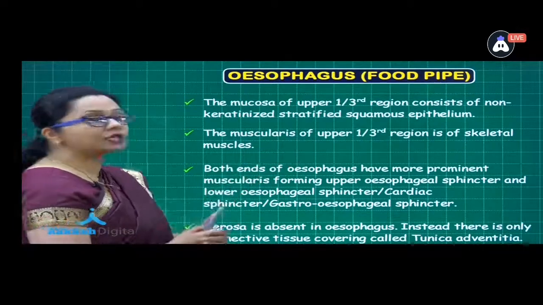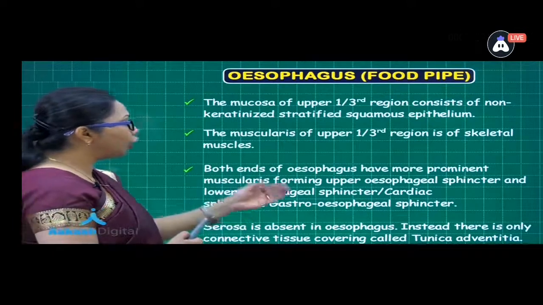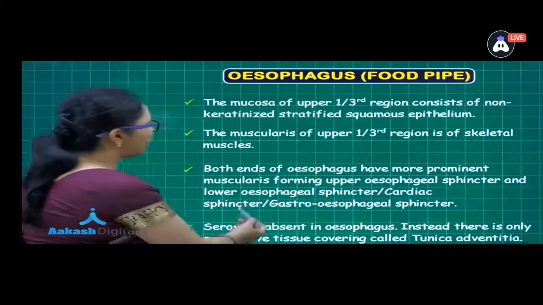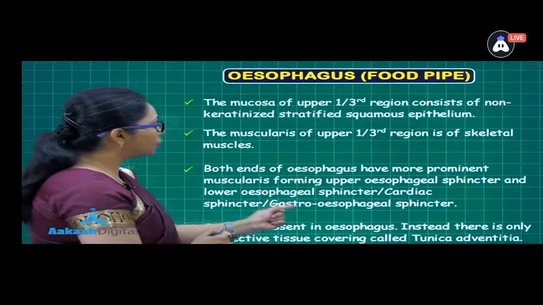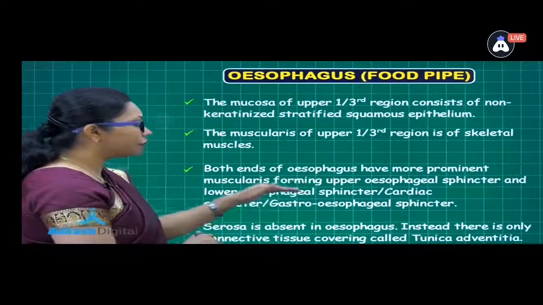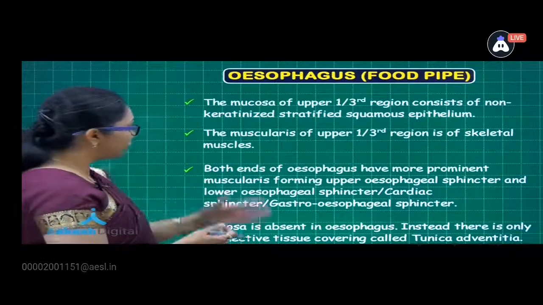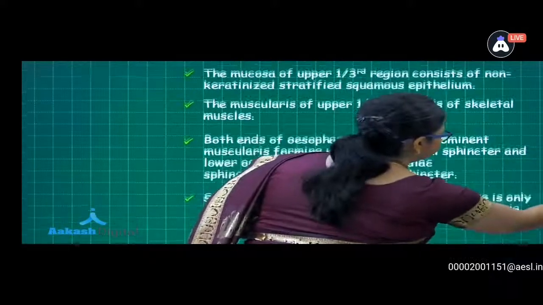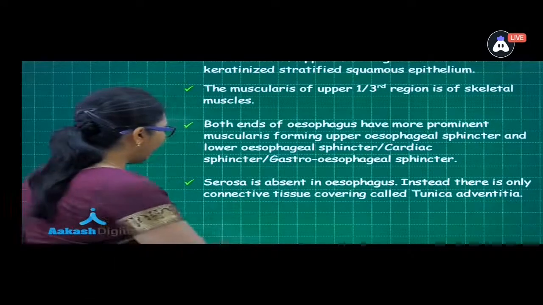So both ends of the esophagus have sphincters. The upper one can simply be called the upper esophageal sphincter, and the lower one is called the lower esophageal sphincter or the cardiac sphincter, because it leads the food bolus into the cardiac stomach. It is also called the gastroesophageal sphincter because it is at the junction of stomach and esophagus. And one more histological difference in the esophagus is that serosa is absent, and instead of serosa there is a connective tissue layer only, which is called tunica adventitia.